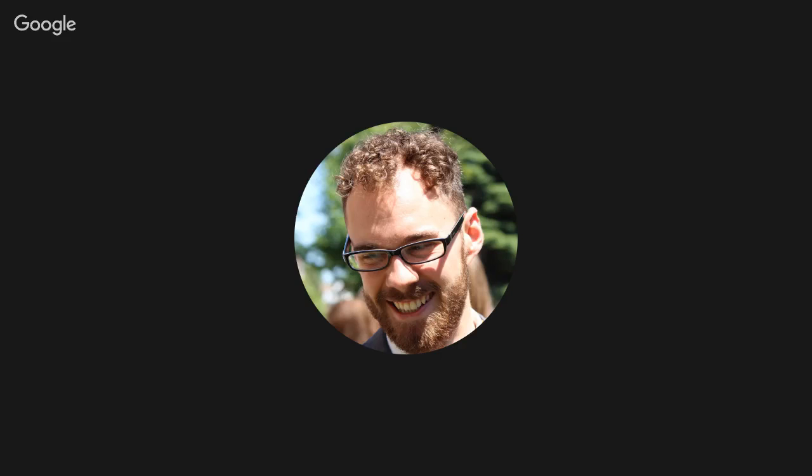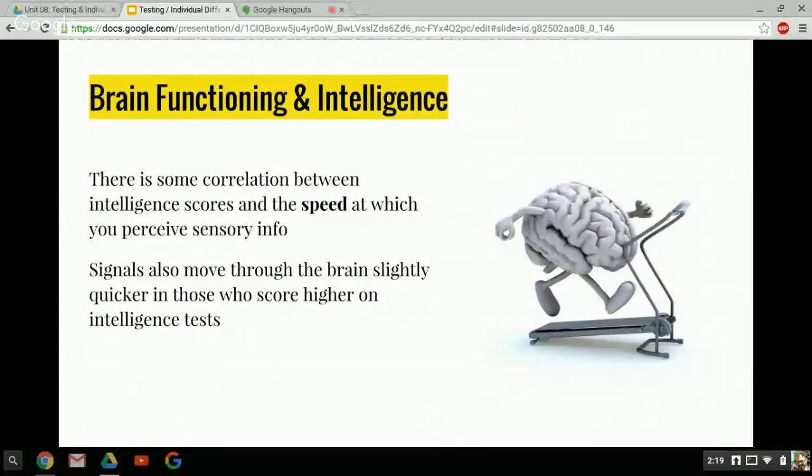Impulses are moving in our brain. The brain is associated with memory and with language, and those are different parts of the brain. Those two parts of the brain send signals back and forth to each other more quickly in someone who scores higher on an intelligence test.